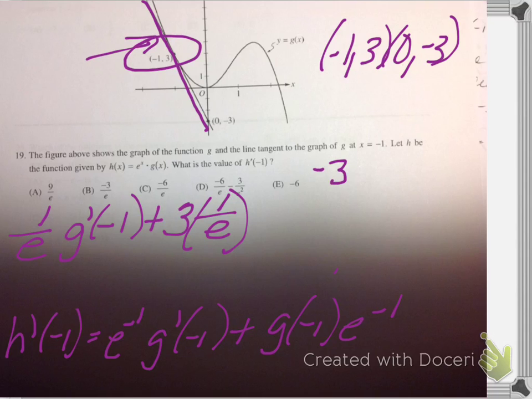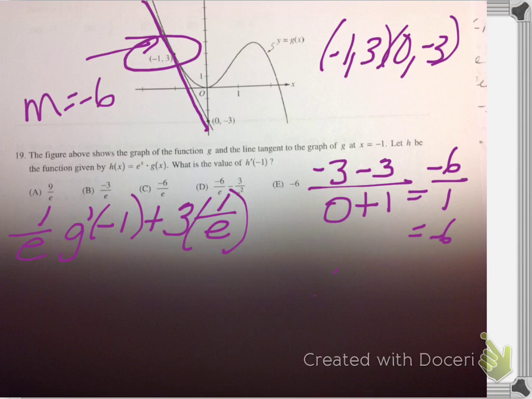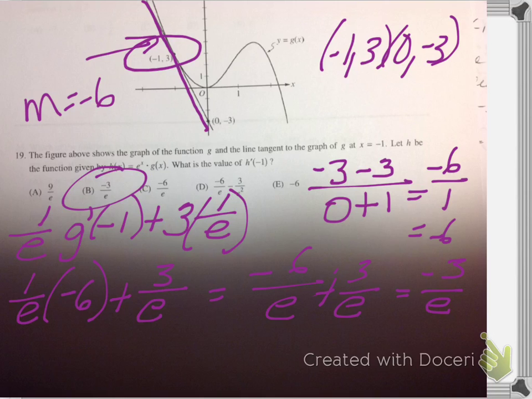So I'm just going to do y2 minus y1 over x2 minus x1. And I get -6. So the slope equals -6, which makes sense because you could see this as a negative slope. So g prime of -1, the slope at -1, is -6. Okay, so let's substitute that in. Okay, just simplify a little bit. And then those can be combined. And that was choice B. Okay, and I'm going to stop there.